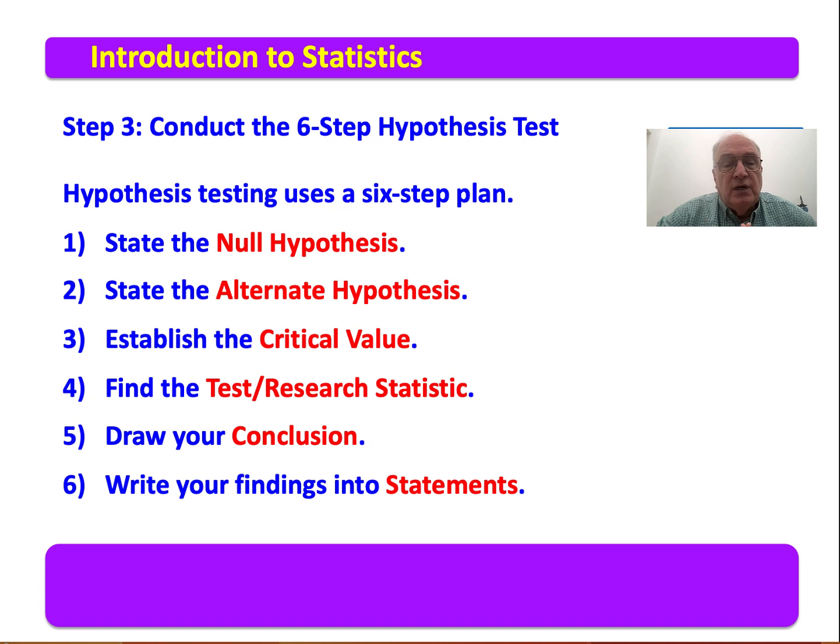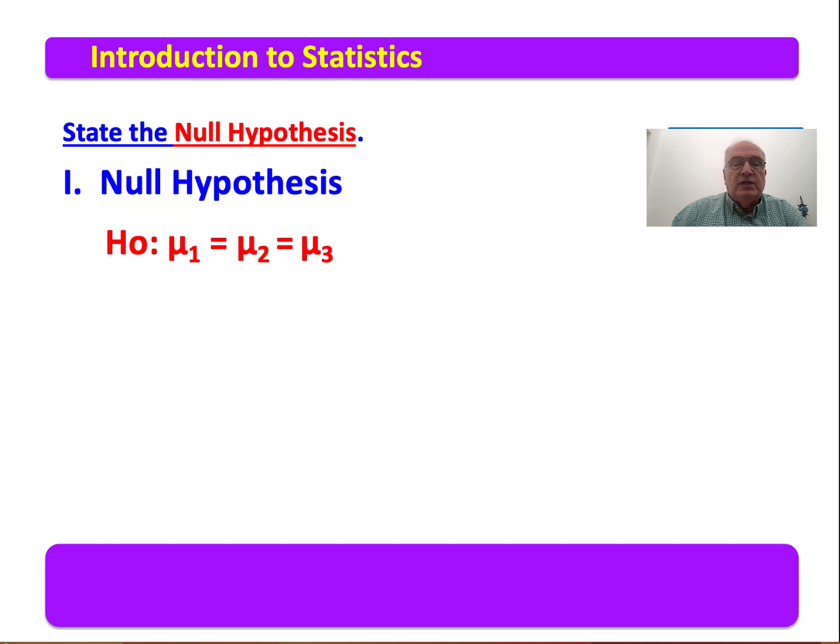We need to state the null, state the alternate, establish the critical value, find the test statistic, that's the significance of the ANOVA, and based on the significance of the ANOVA, we're going to move to our conclusion. If we find there is significance, we need to run a post hoc test to see where it is, and we need to examine where it is against the descriptives, so we measure the extent of it. And then we write our findings into statements.